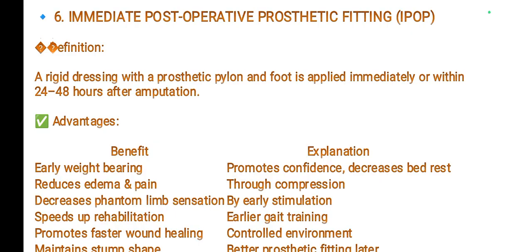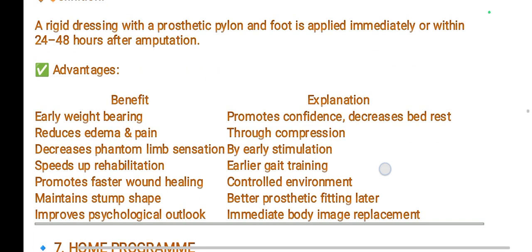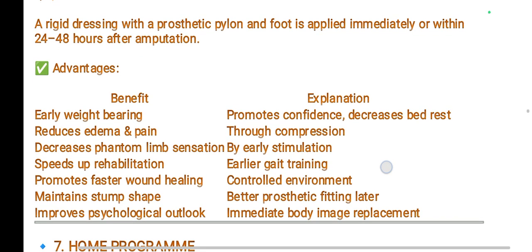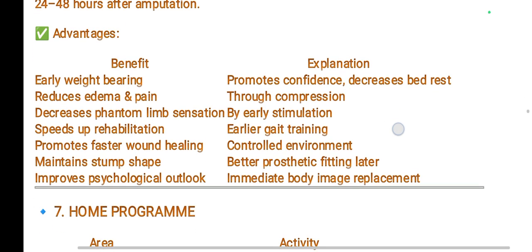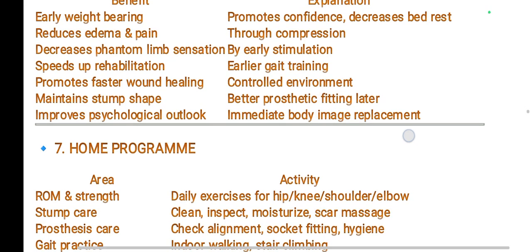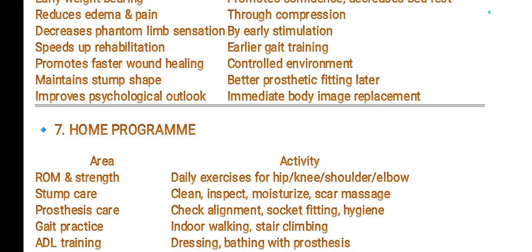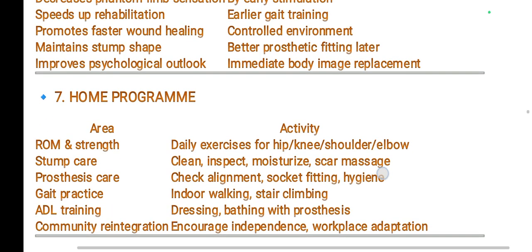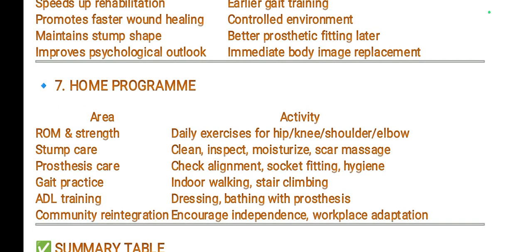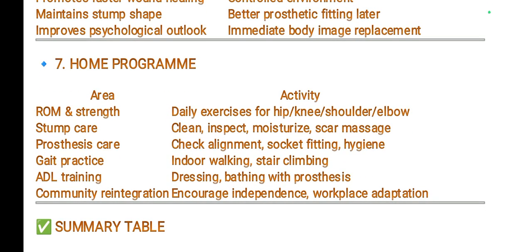Immediate post-operative prosthetic fitting, IPOP. Definition: a rigid dressing with a prosthetic pylon and foot is applied immediately or within 24 to 48 hours after amputation. Advantages: early weight bearing, promotes confidence, decreases bed rest, reduces edema and pain through compression, decreases phantom limb sensation by early stimulation, speeds up rehabilitation, early gait training, promotes faster wound healing in a controlled environment, maintains the stump shape, better prosthetic fitting later, improves psychological outlook, immediate body image replacement.